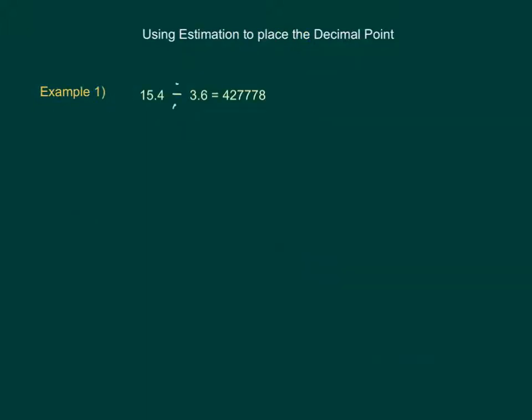So the first quick thing we're going to do today is using estimation to place the decimal point. We're going to do the same thing we've been doing in each of the last two lessons, 2.1 and 2.2. We're just looking to see where in this number the decimal would fall. I'm going to use front-end estimation, where I say, okay, 15.4, I'm just going to keep it as 15. And while 3.6 would round up to 4, I know that 15 divided by 4 is going to give me a decimal number. So I don't want that.